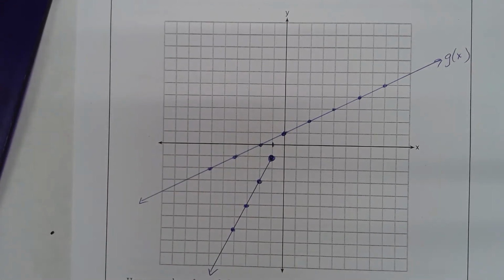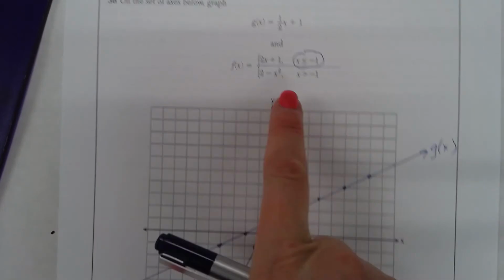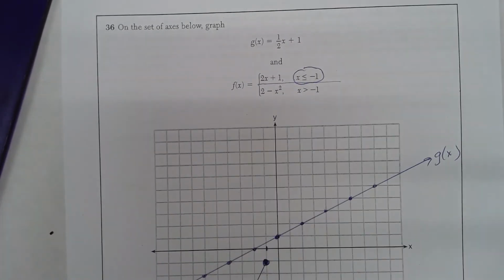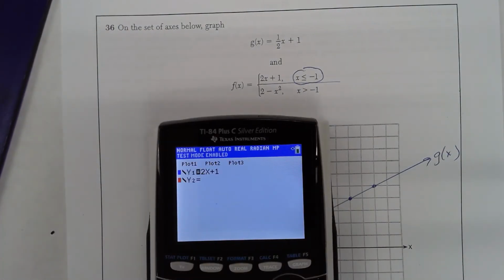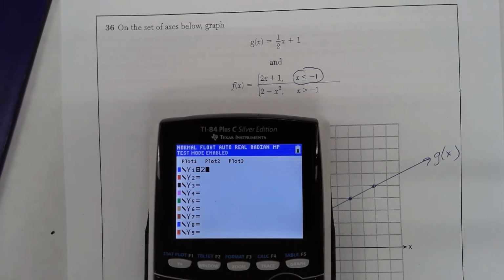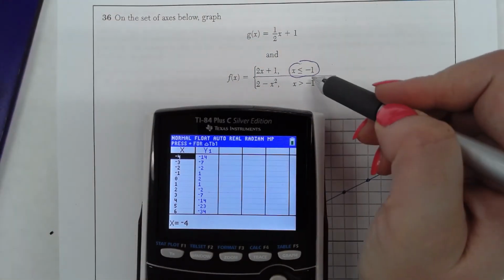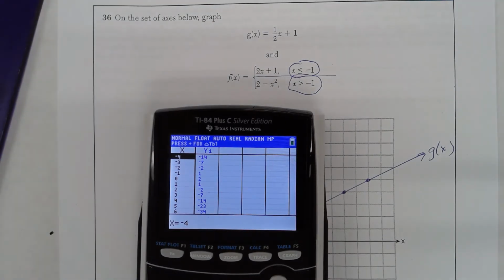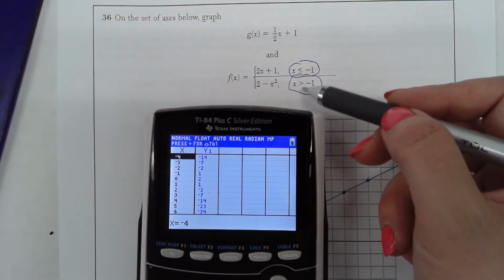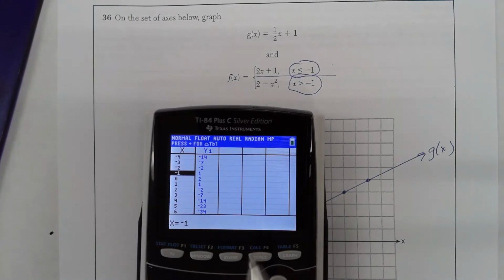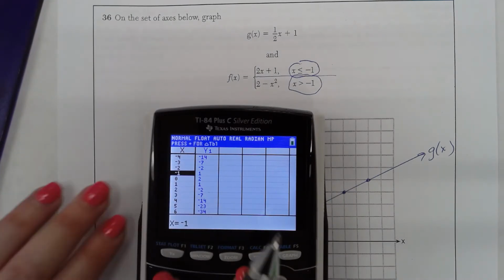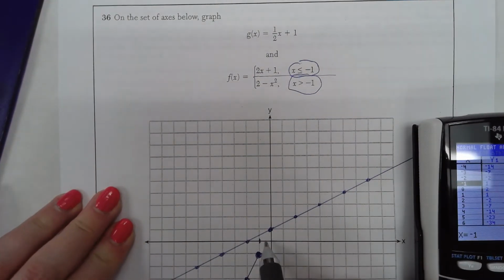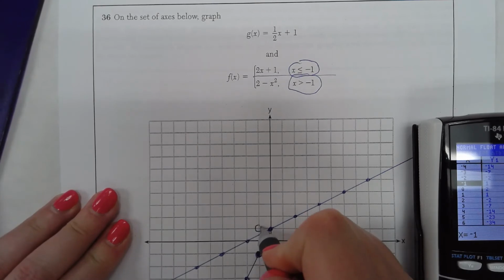Now I have to do the same thing with the other piece. So now I'm going to go back to my calculator, clear this out. 2 minus x squared. I'm going to my table. Now, this one is when x is greater than -1. Notice that's greater than, so that means I need an open circle. So at -1, 1, I'm going to plot an open circle right there.